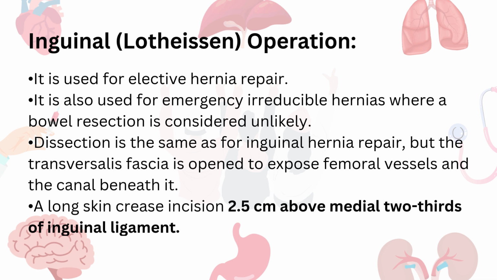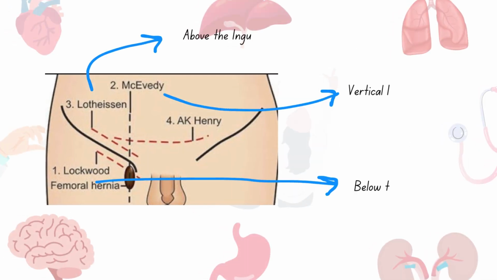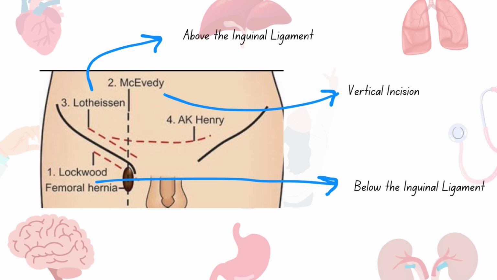There are three operations for the femoral hernia. The first was the low operation, in which you will give the incision 1 centimeter below the inguinal ligament. In the inguinal operation, which was also used for inguinal hernia repair, the Lotheissen operation, you will be giving the incision 2.5 centimeters above the medial two-thirds of the inguinal ligament. It doesn't allow you to resect the compromised bowel, but it could be done in emergency cases.